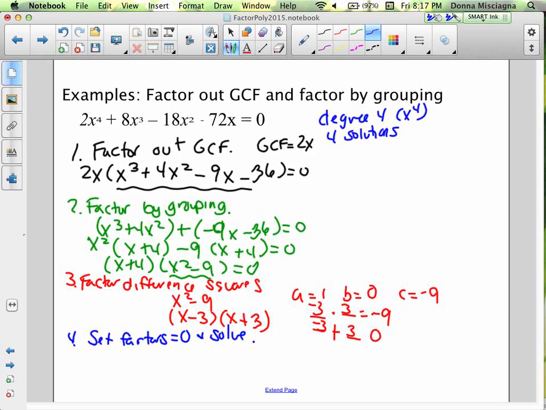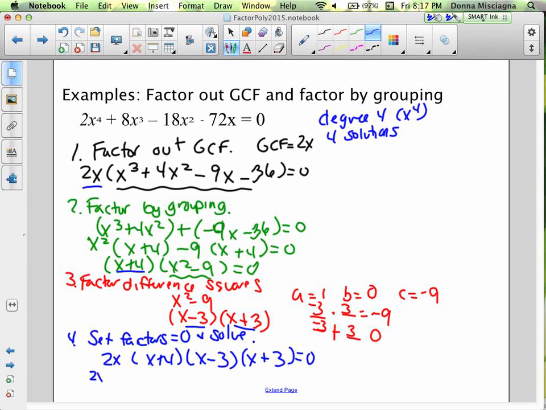This says factors. So we'll set our factors equal to 0. Don't forget, you've got a 2x there. You've got the x plus 4 here, and then the x minus 3 and x plus 3. So we have 2x times (x plus 4) times (x minus 3) times (x plus 3) equals 0.